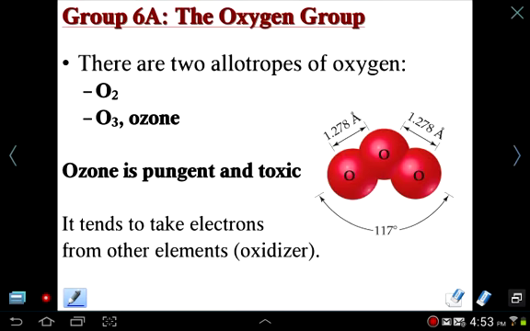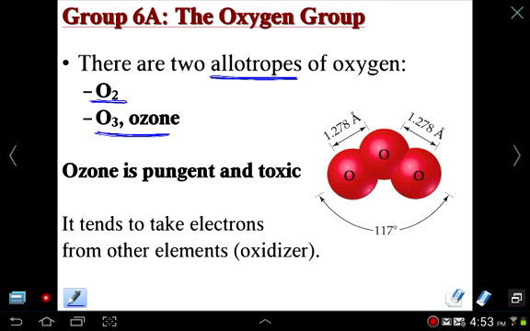Let's take a quick look at the oxygen group. Let me introduce you to the term allotropes. The word allotrope means a different form of the element. And there are 2 different elemental forms of oxygen. The O2 you're aware of, but the ozone you may have been less aware of.